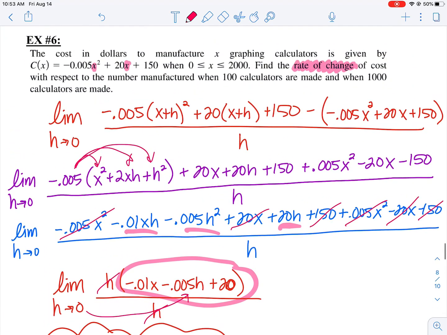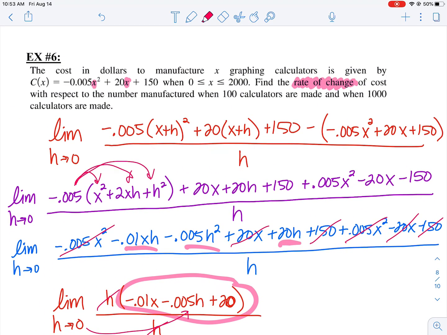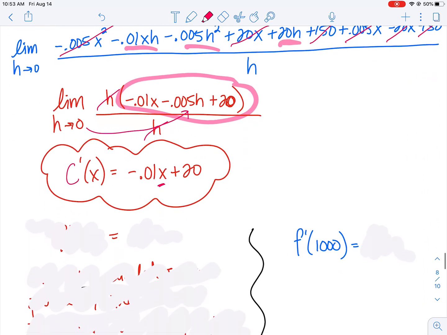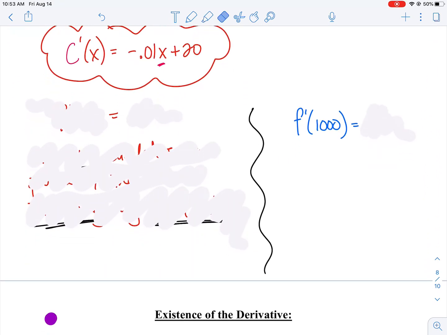Remember, the question asked us to find the rate of change in the cost when we manufacture 100 calculators, and then again when we manufacture 1,000 calculators. So let's finish the question and do that. Let's figure out how the cost is changing when we manufacture exactly 100 calculators. I'm going to take this and plug it into my derivative function. Again, I accidentally was using f's because that's a bad habit, what we're mostly used to. This should really be c prime of 100. So let's plug in 100 to my derivative.